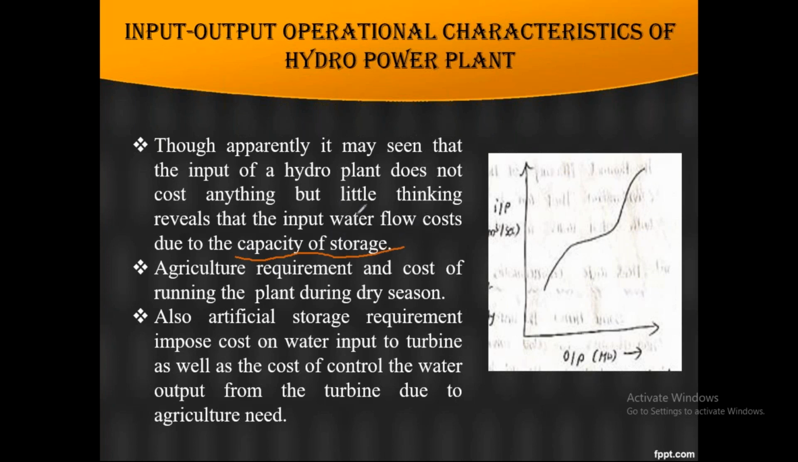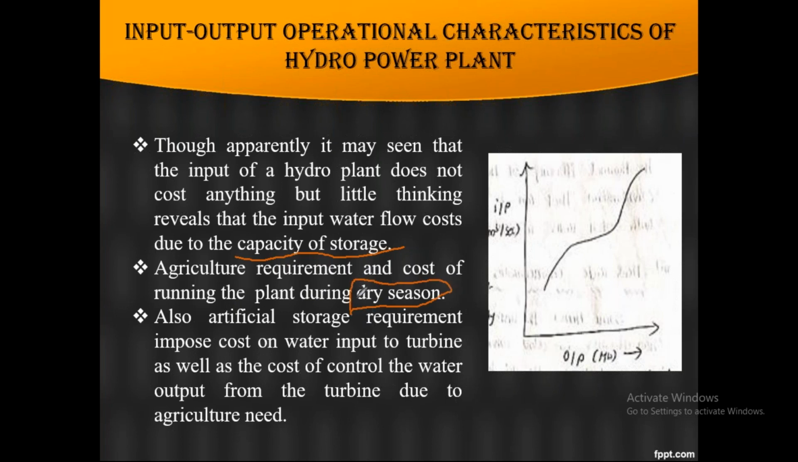And in some days, in summer days, we have to pump the water from the down area to the reservoir. So that is one of the factors we consider in the cost. And next one is agriculture requirement and the cost of running the plant during the dry season. If you want to run the hydro power plant in the summer season, the water availability will be less.